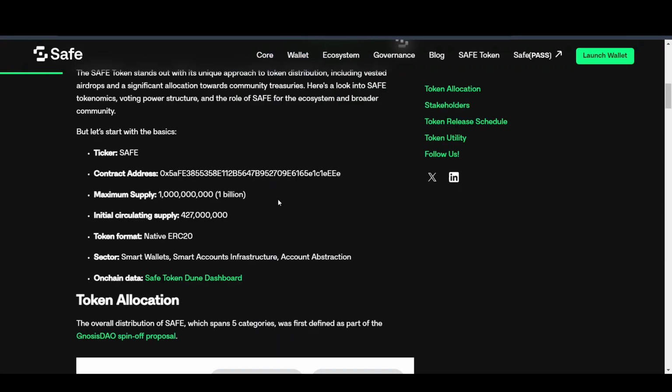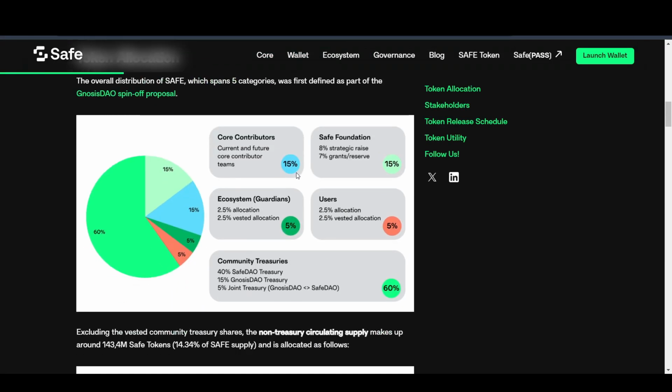If we look at the allocation, we have 15% going to the core contributors out of 1 billion, 15% to the Safe Foundation, 5% to ecosystem guardians, 5% to the users, and 60% to the community treasury. If we add these up, around 80% goes to the community, which is pretty big as well.